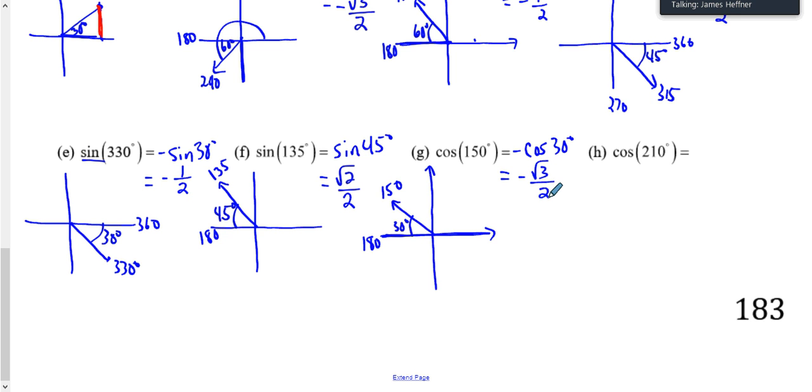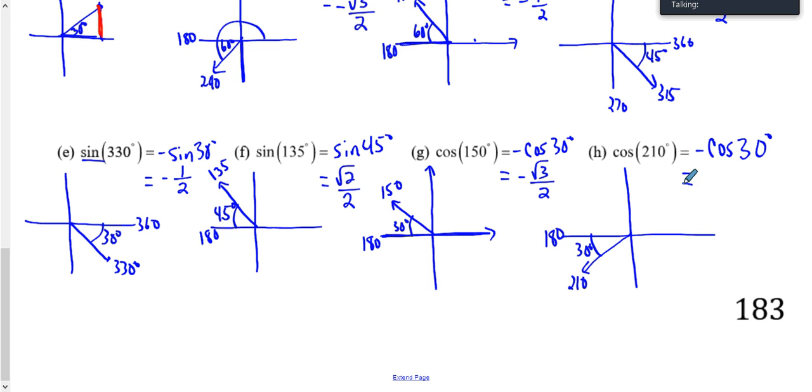All right, last one here. 210. Well, here's 270. There's 180. So it'd be somewhere here, right? There's 210. Here's our 180. What's our reference angle? Reference angle would be 30 degrees, which is the same thing as before. We want cosine, which is negative out there, which would mean that would be negative square root of 3 divided by 2.